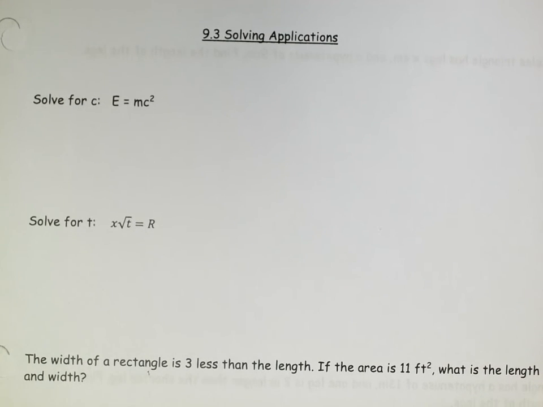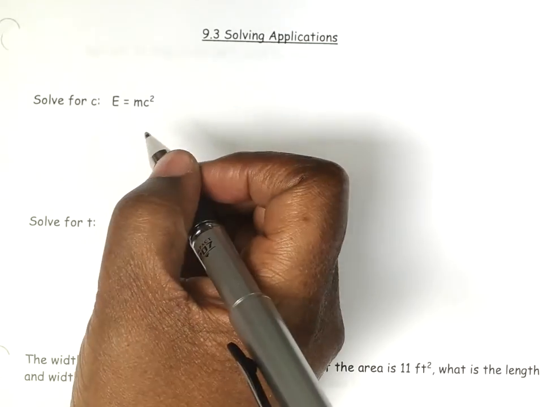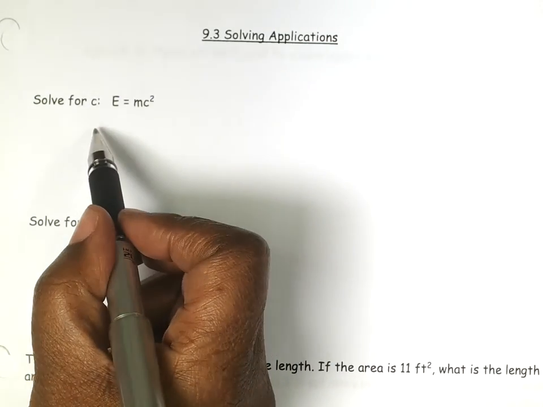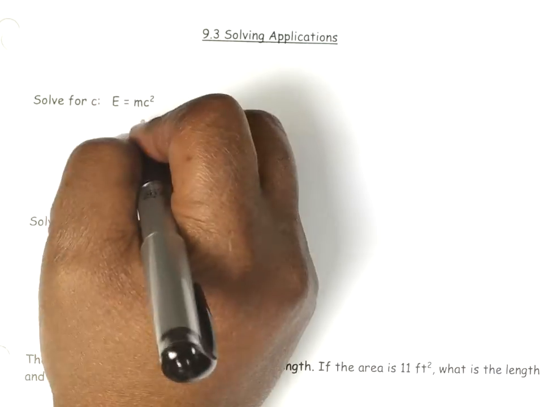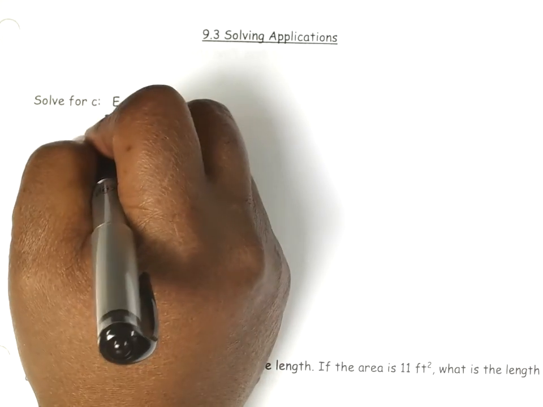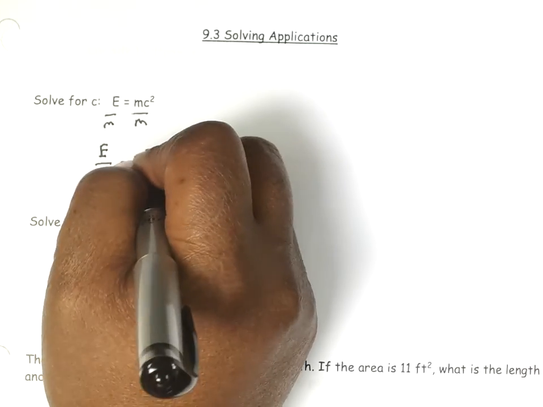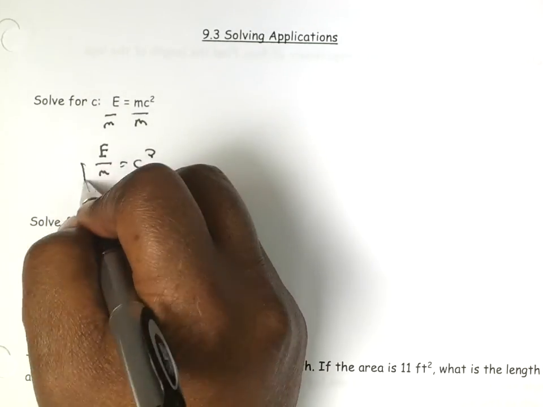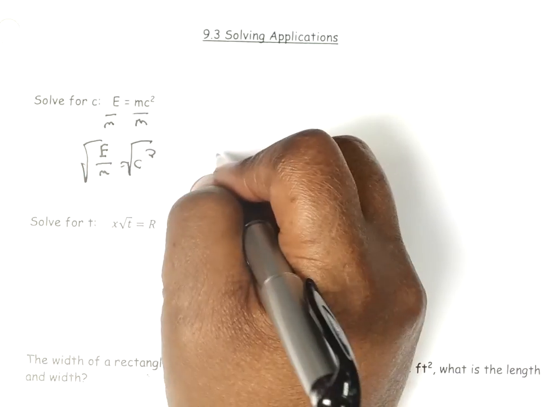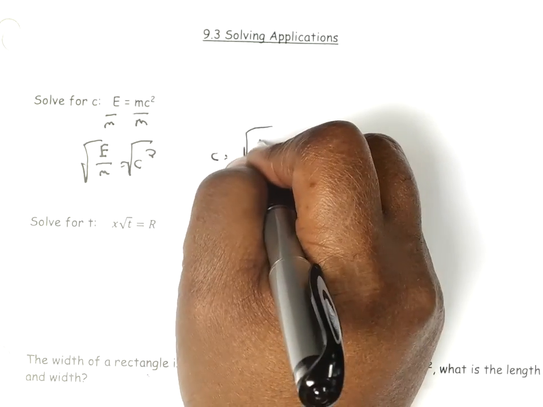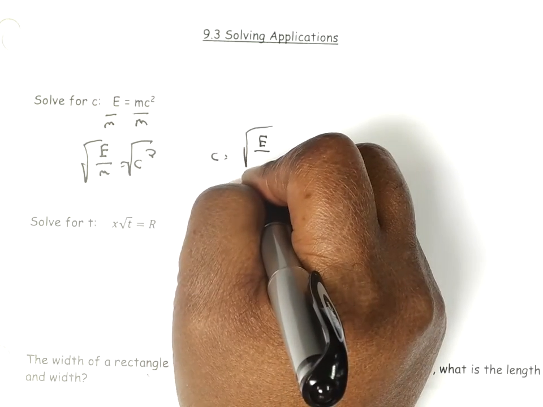For 9.3 applications, again, some of this stuff is going to look familiar because we've done these kind of problems already. But for the first one, we have E equals mc squared, and they want us to solve this for C. So I want to isolate it. First thing I want to do is divide by m. And then to get C by itself, we need to take the square root. So C is equal to the square root of E over m.